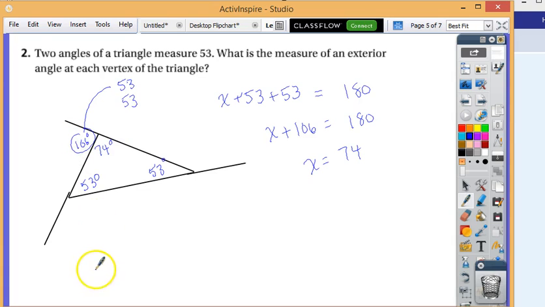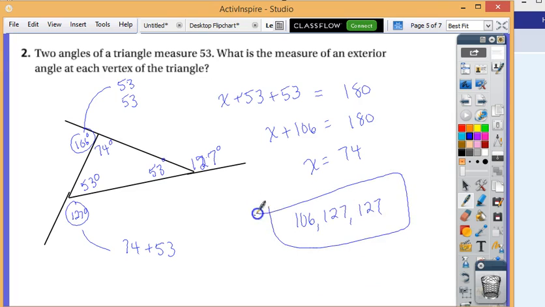For that remote interior angle, that's 106. What would the angles for this remote interior be? 74 and 53. And that would give me what? 127. And since this is also 53 and that's also 74, I bet that's 127 as well. All right, so the answer to this question is 106, 127, 127. Everybody okay with that? Yes, sir. Questions? No, sir.